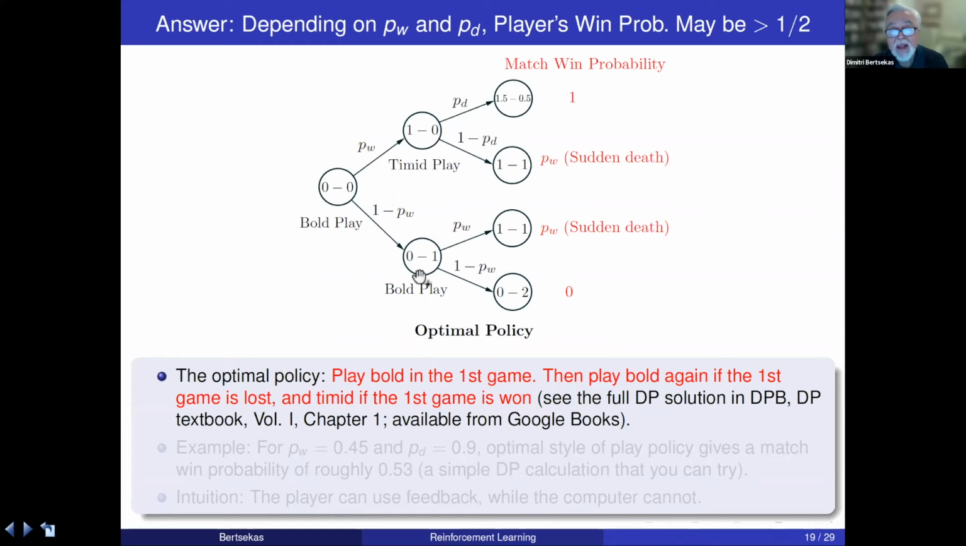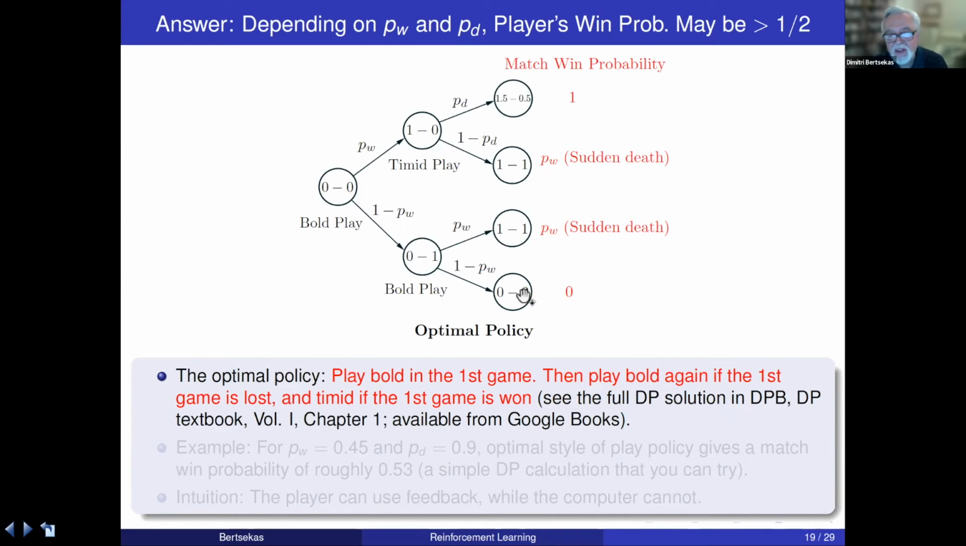On the other hand, if you lose the first game, then you have to play bold. And the optimal policy, you can represent it with this graph here. Start here, play bold, and then if you win, you play timid after that. And then if you lose, you play bold. And you can verify this with a dynamic programming algorithm. And the calculations are given in one of my books.